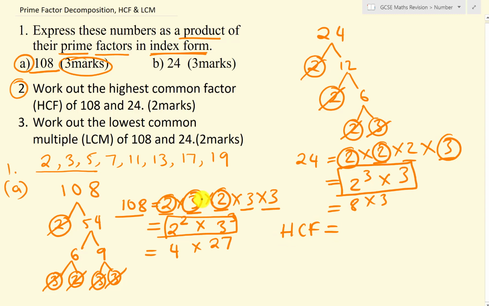So the numbers that are common, we're going to write as the highest common factor. So we have 2 times 3 times 2. And let's multiply the numbers out. So 2 times 3 is 6, times 2 is 12. So our highest common factor is 12.